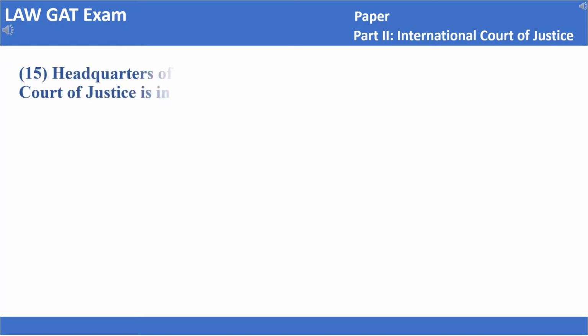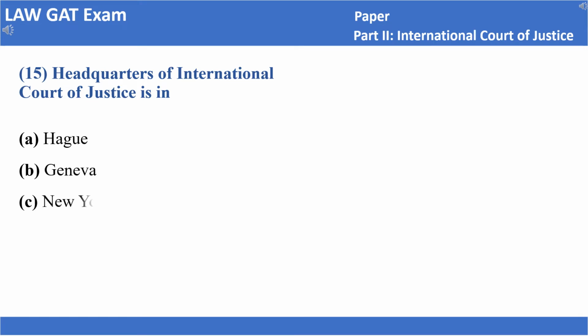Headquarters of International Court of Justice is in? Is it option A, The Hague, option B, Geneva, option C, New York, or is it option D, none of these? The correct answer is option B, Geneva.